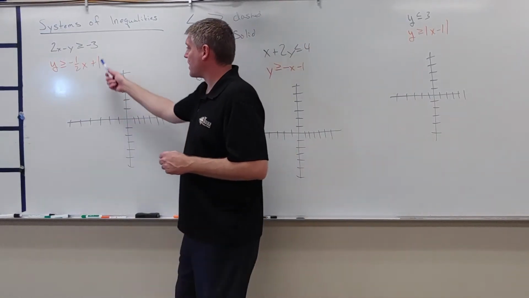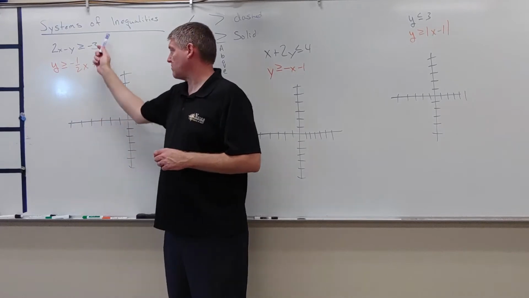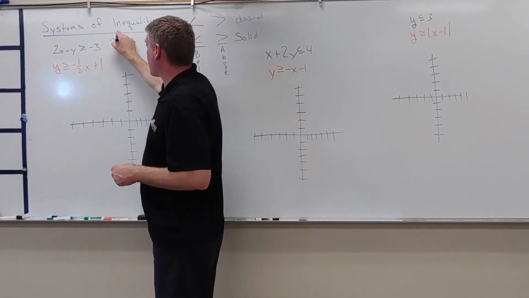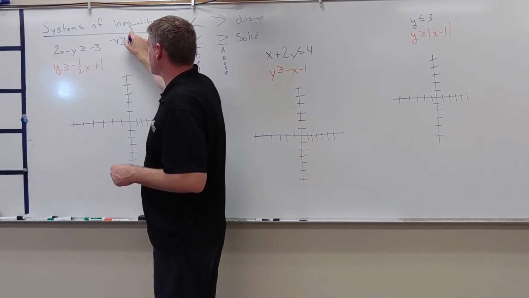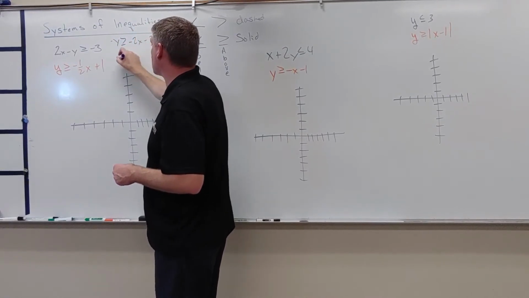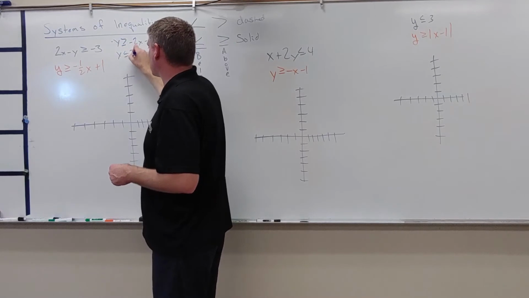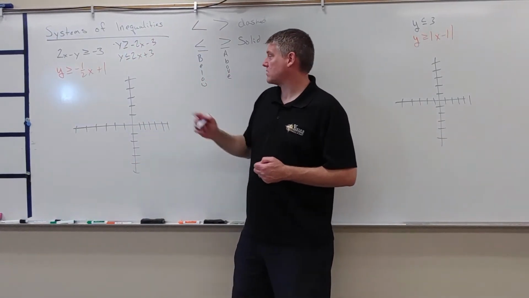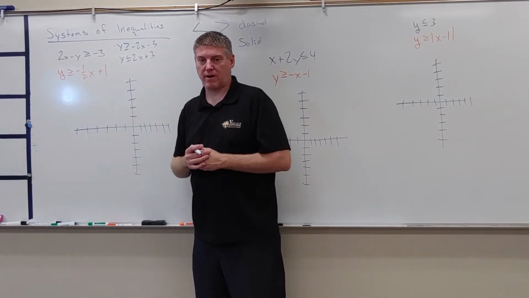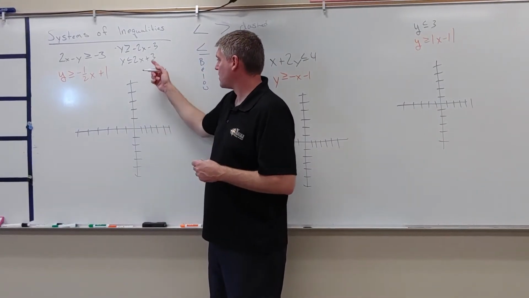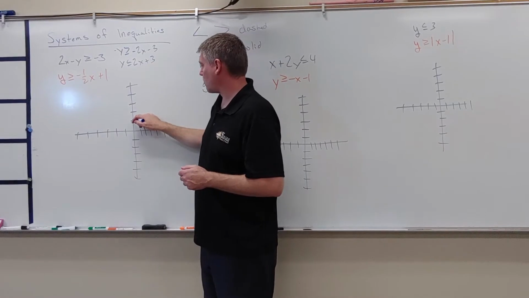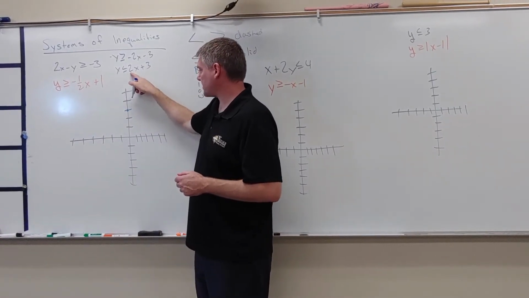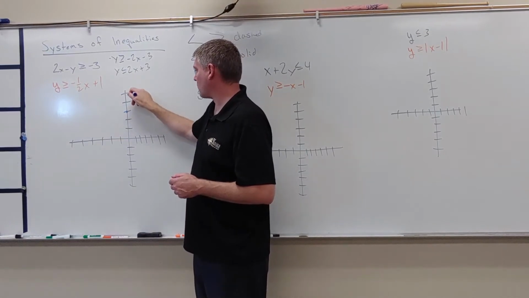And here's my first one. Now, I want to go ahead and solve this blue equation for y. So I'm going to go negative y is greater than or equal to negative 2x minus 3, or y is less than or equal to 2x plus 3. So now I'm going to graph these. I'm going to start by creating my line here. I'm going to use my y-intercept, 1, 2, 3. I'm going to go up 3, put a dot. I'm going to use my slope now, up 2, over 1.